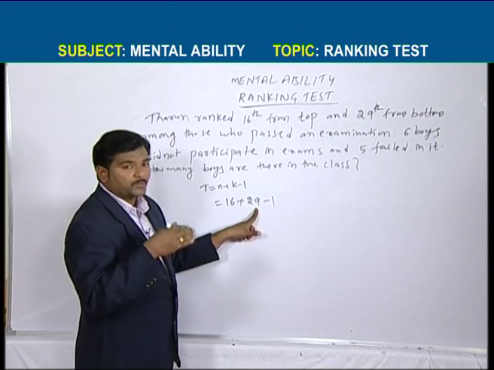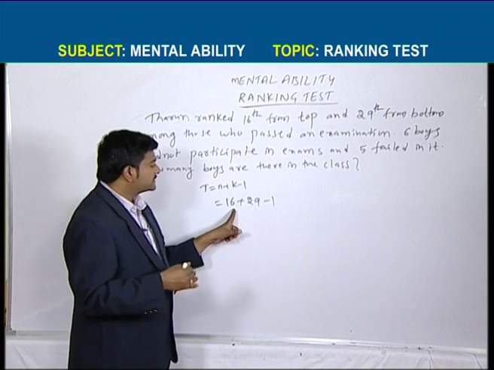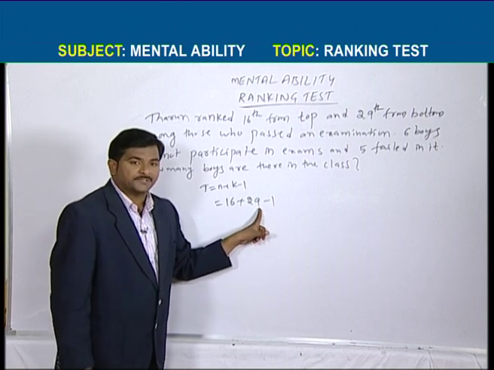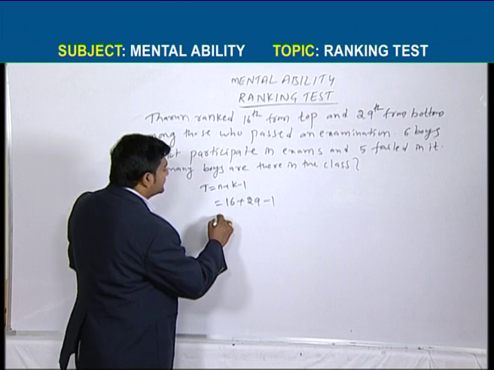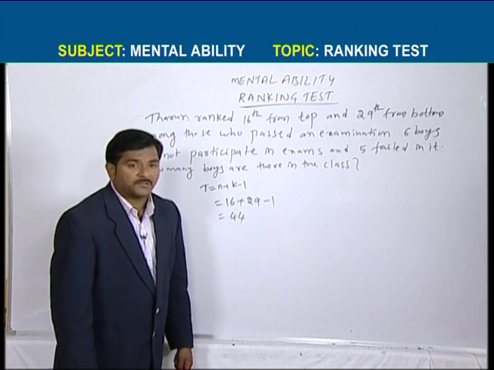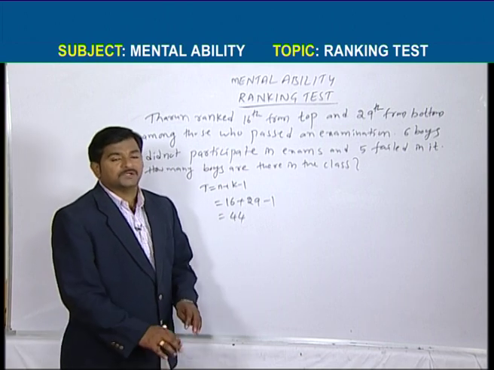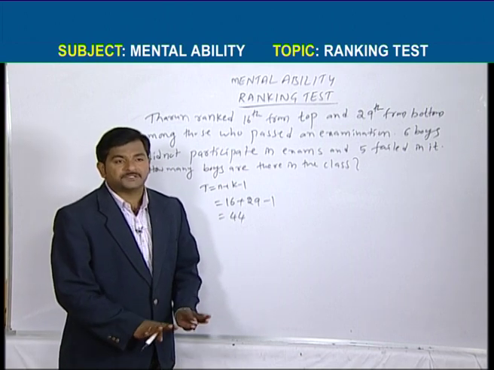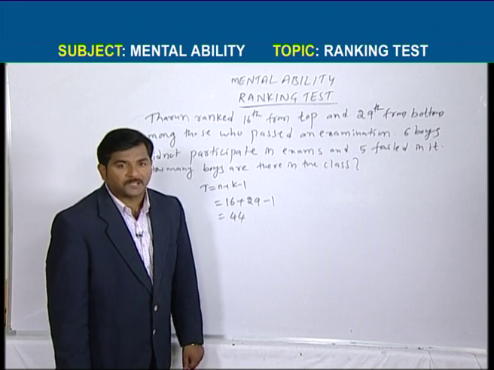Among those who passed an examination, 16 plus 29 is 45. 45 minus 1, what am I getting? 44. Is it 44 total objects in that? No. 44 is not the total objects in that.